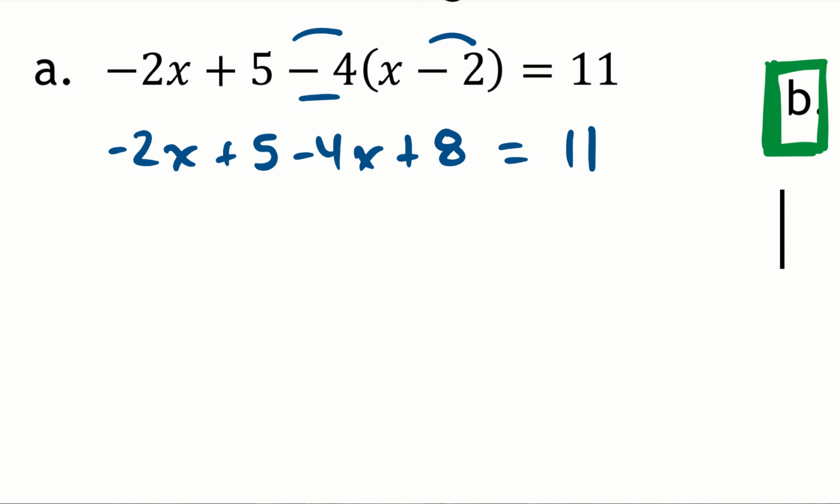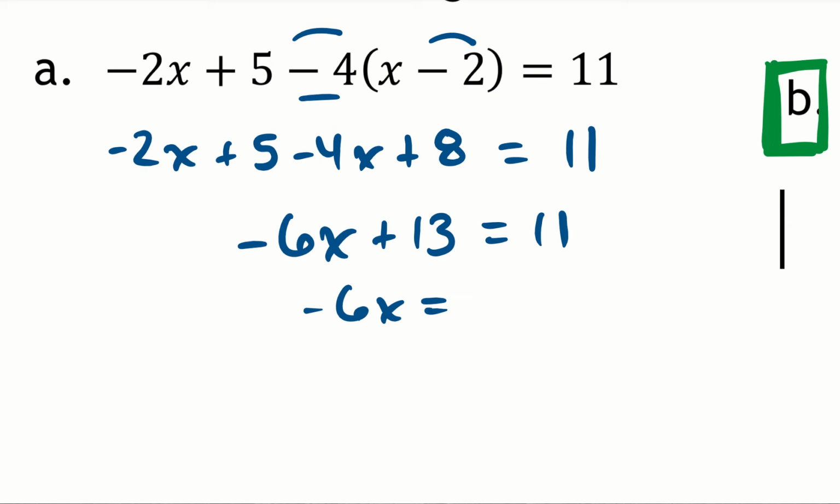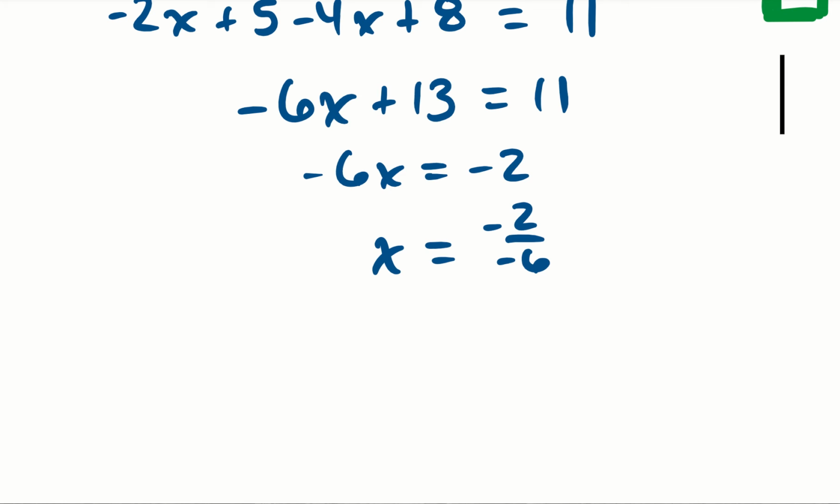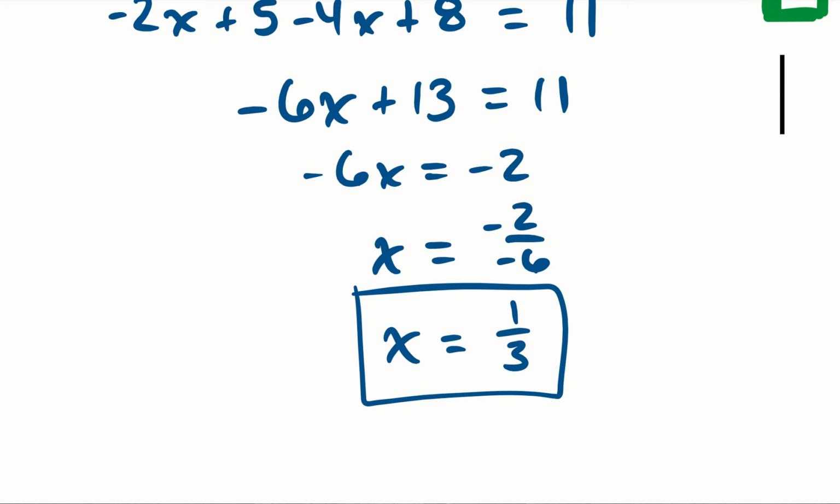Negative 2x and negative 4x is negative 6 times x, plus 13 is 11. If I take away 13 from both sides, I do get that negative 6 times x is negative 2. 11 minus 13 is negative 2. And then I'm going to divide both sides by 6, or negative 6 rather. So I get that x is negative 2 over negative 6, which there is a 1 there, right? In fact, both of those are divisible by negative 2, which is 1/3. So the value of x that makes this true is 1/3.